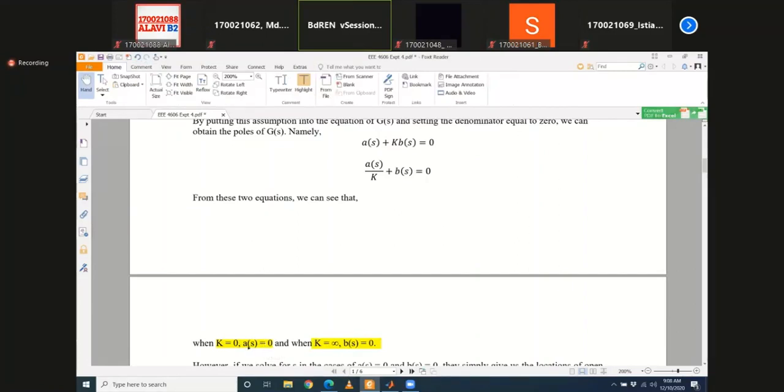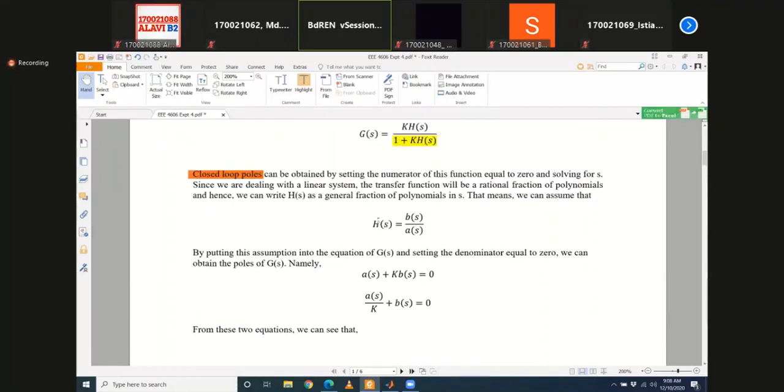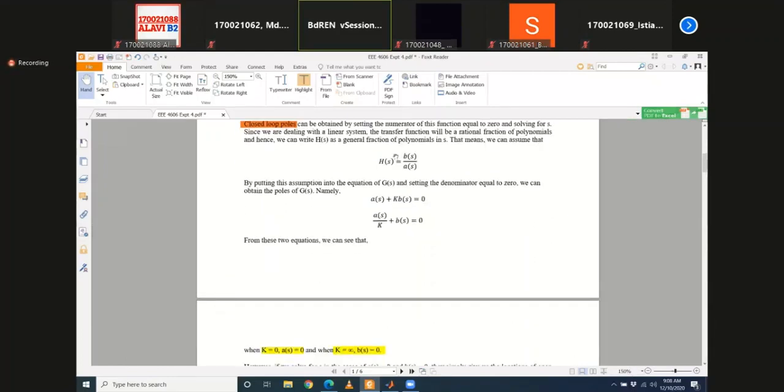Now, what does A(S) equal to 0 represent? If you take a look at the open loop transfer function, when K equals 0, A(S) equals 0. And A(S) was the denominator of the open loop transfer function, right? So what does A(S) equal to 0 represent? Poles. Open loop poles, right? Yes, sir.